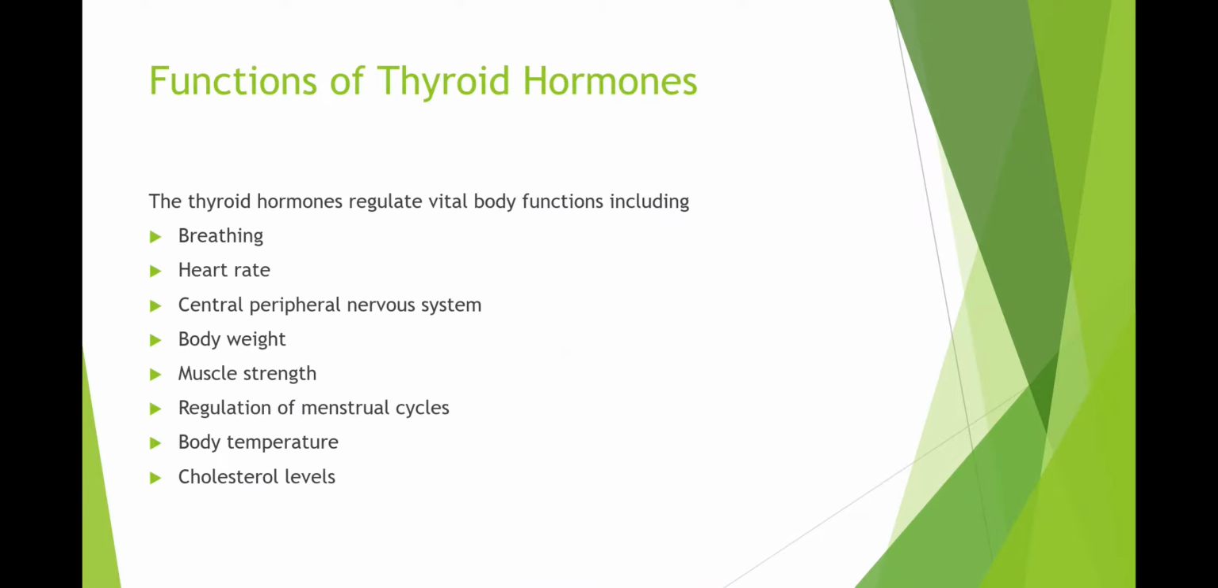The functions of thyroid hormones. The thyroid hormones play a major role in the metabolism and growth and development of tissues. The various functions that it regulates are breathing, heart rate, central and the peripheral nervous system, body weight, muscle strength, regulation of the menstrual cycles, body temperature, the cholesterol levels.